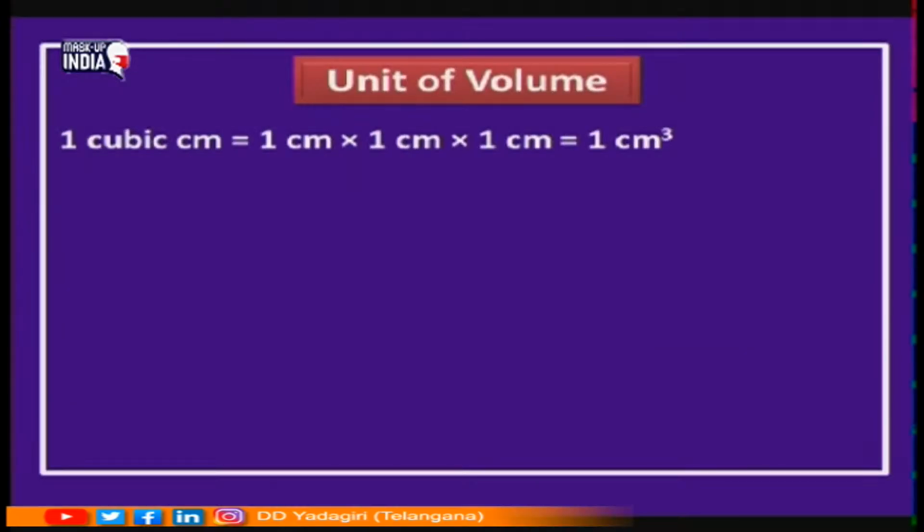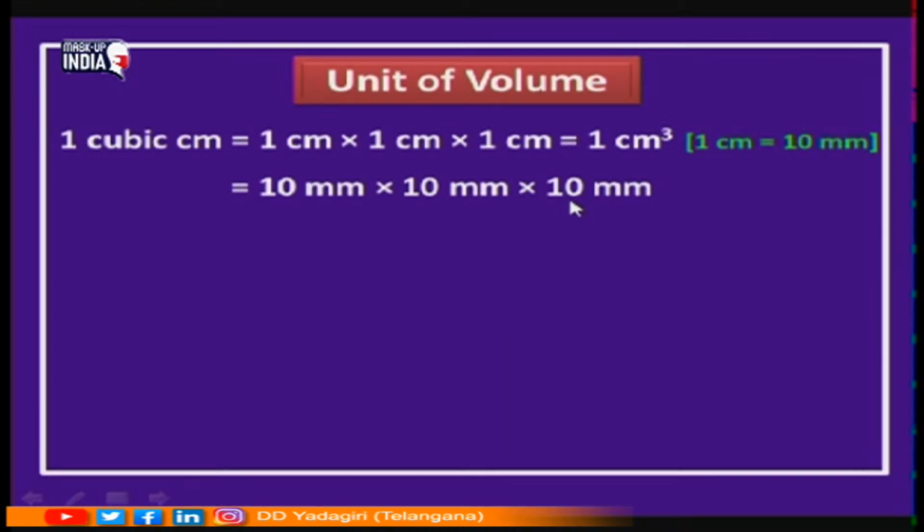Let us see, children. 1 cubic centimeter means 1 centimeter into 1 centimeter into 1 centimeter, so I can write it as 1 cm cube. Let us convert this into millimeters. We know that 1 centimeter is equal to how many millimeters? Yes, 10 millimeters. So I write 10 millimeters into 10 millimeters into 10 millimeters. Multiplying, 10 into 10 is 100, and 100 into 10 gives you 1000, right, children?